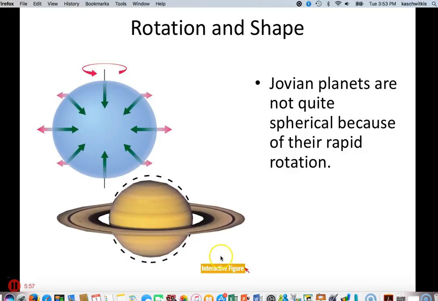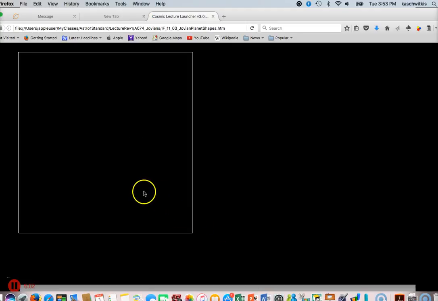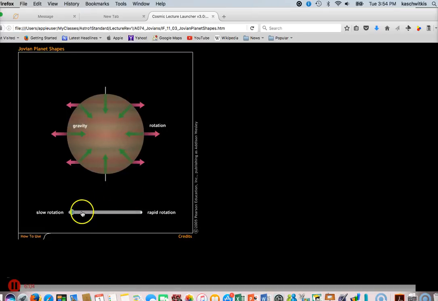So we have a little animation here to show it to you. It's kind of on the boring side, but here we go. As I increase the rotation, you see that the poles get closer together and that the diameter of the planet around the center region expands. So here this is much shorter than this region here, and if we slow it down to slow rotation, you see it's about the same. Okay.